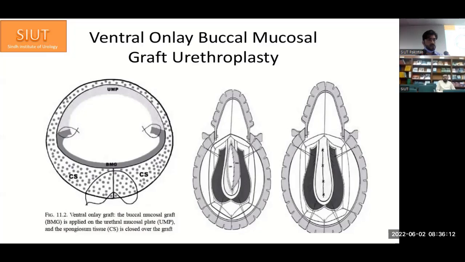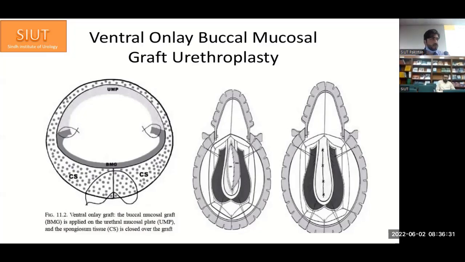Resident, why are we giving support in ventral onlay? To provide a wet bed for graft uptake, provide the blood supply, and also provide support to the graft to prevent a future diverticulum. Yes. Usman, tell us something.